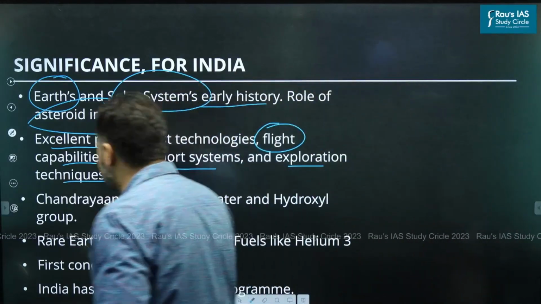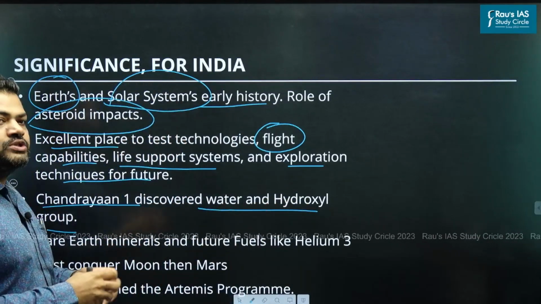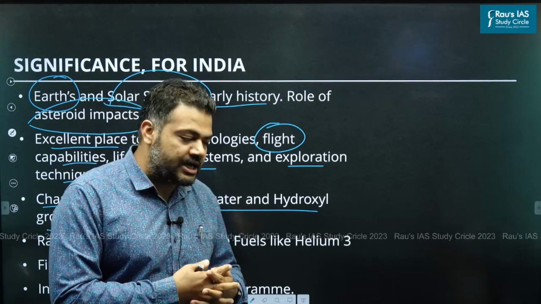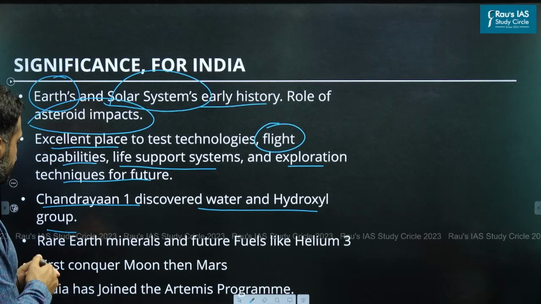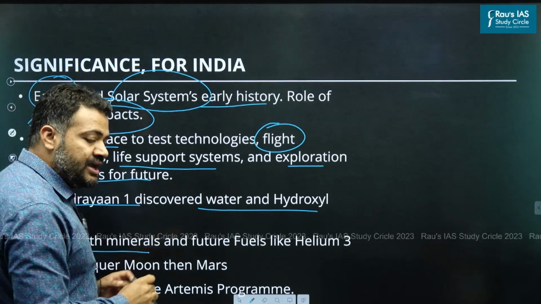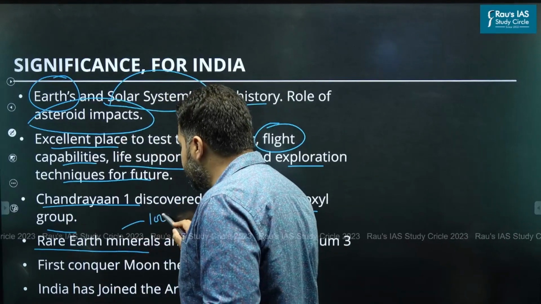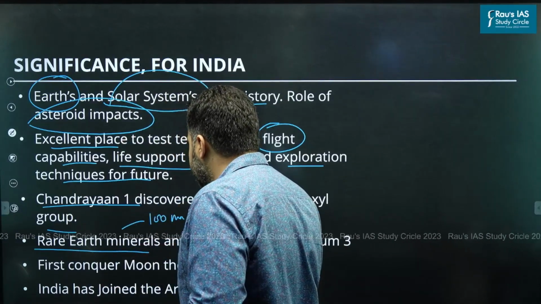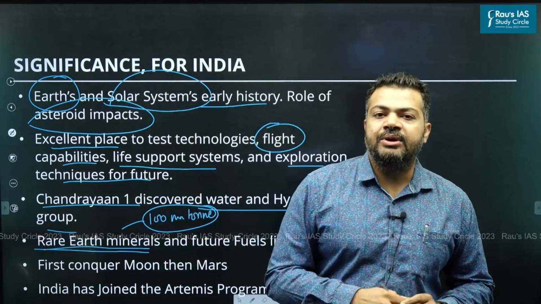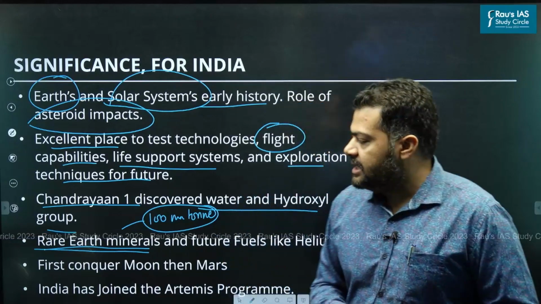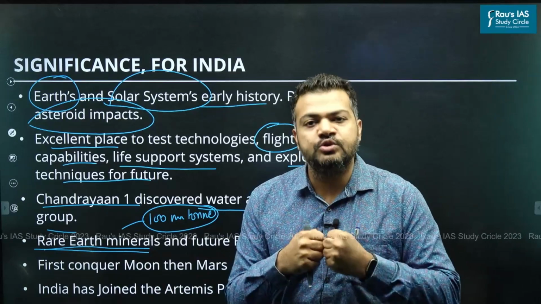Then Chandrayaan-1, as I said already, discovered water and hydroxyl group. So this is of course one important feather in the cap of ISRO. We have already given this information to the world. NASA has also confirmed that there could be a presence of almost 100 million tons of rare earth elements on the lunar surface, but so far we haven't been able to discover a possibility of mining those rare earth elements.